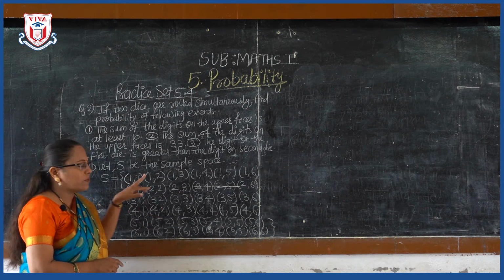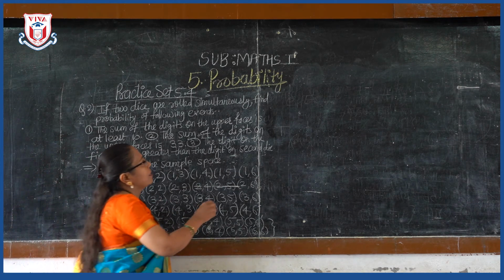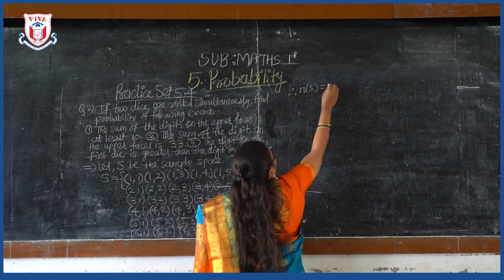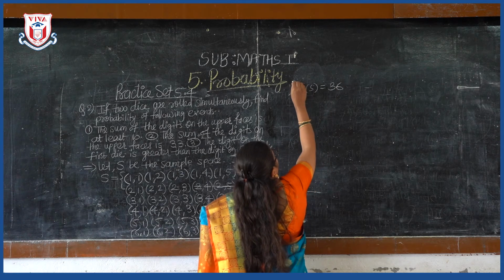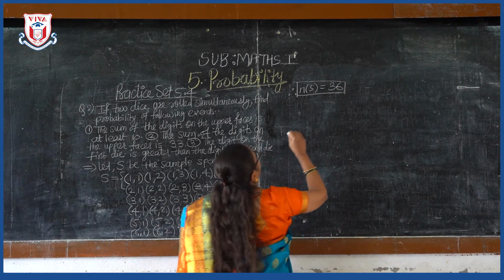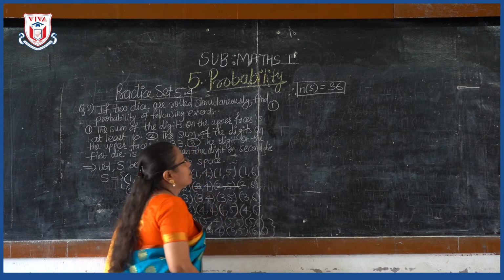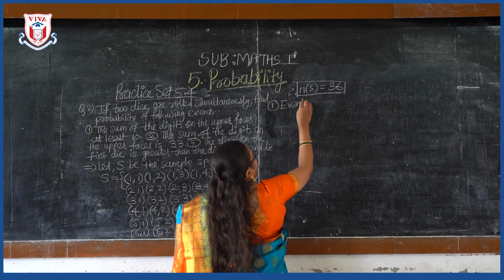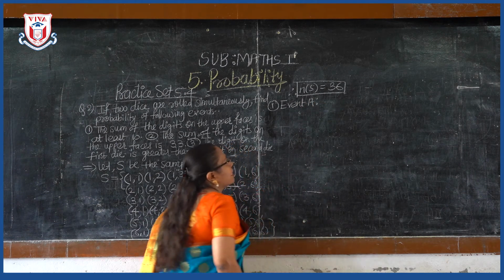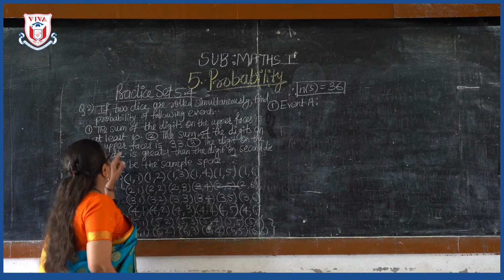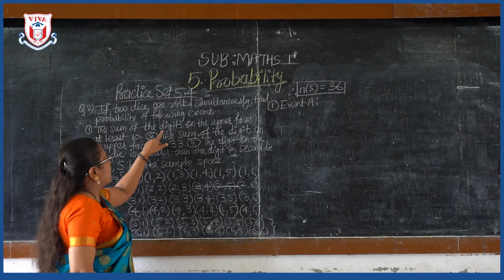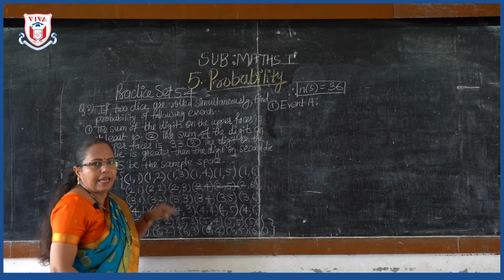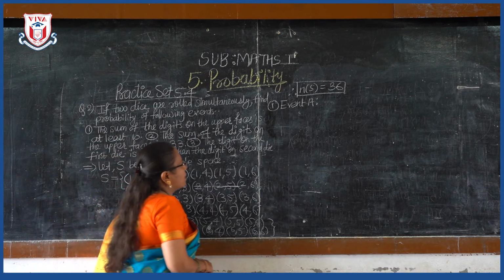So how many outcomes we have? 36. So here therefore n of S is equal to 36. Now let's take the first event, give name for the event, event A. So the condition for event A is given, the sum of the digits on the upper faces is at least 10.